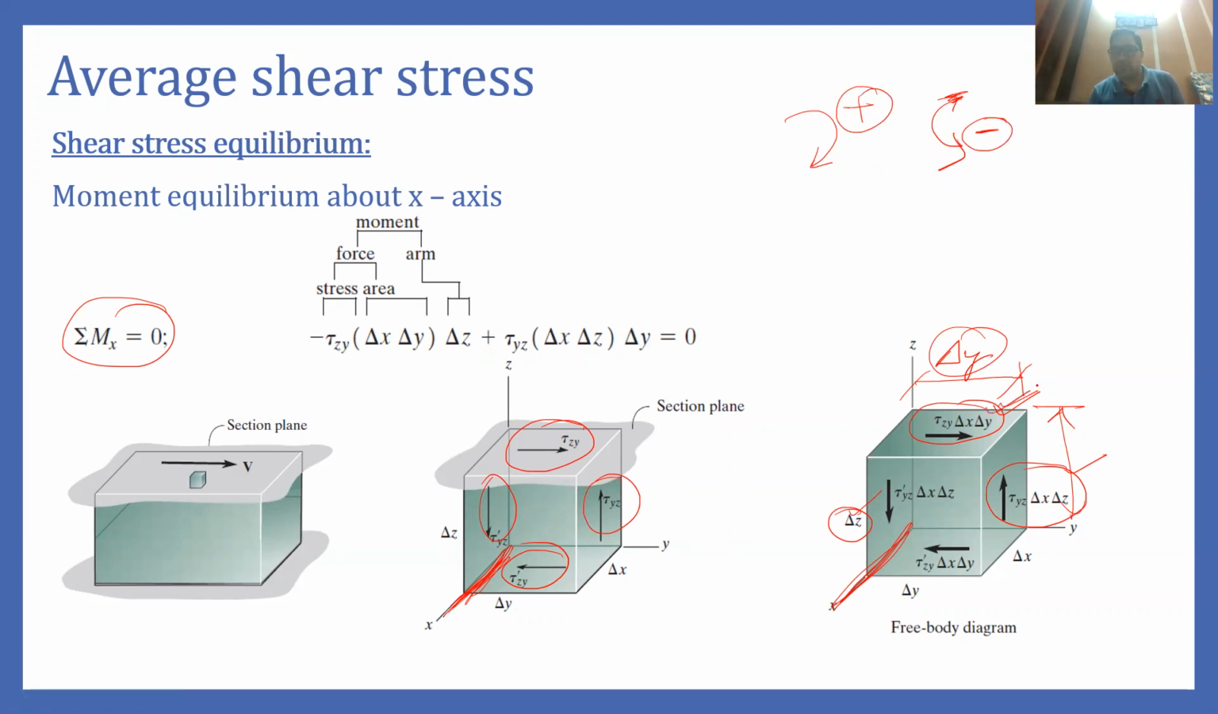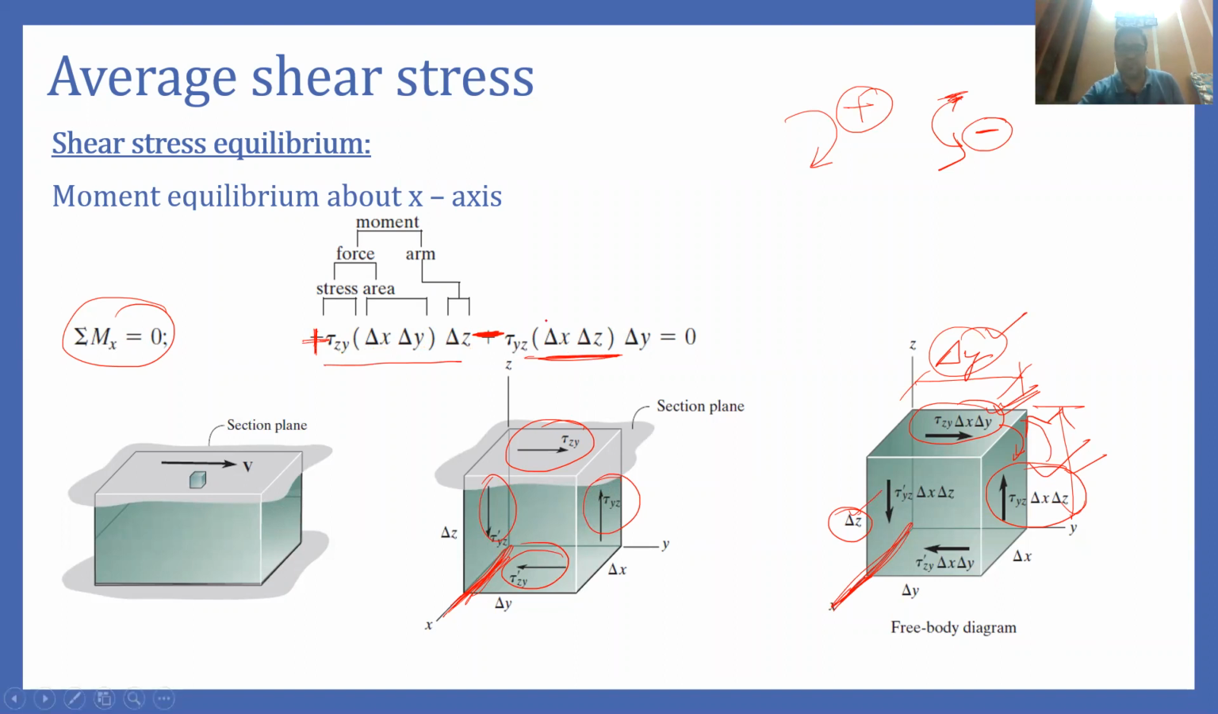Here this force is creating a clockwise moment about the x-axis. Similarly, this force is creating an anti-clockwise moment. So here tau yz delta x into delta z multiplied by delta y will be negative, and tau zy into delta x into delta y into delta z will be positive.